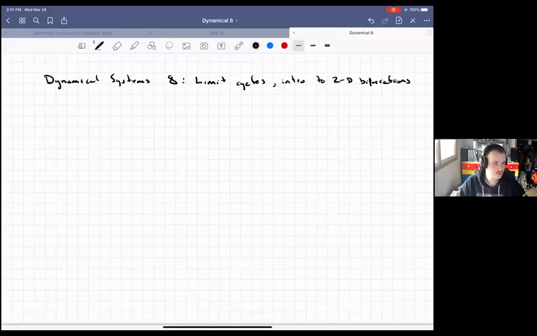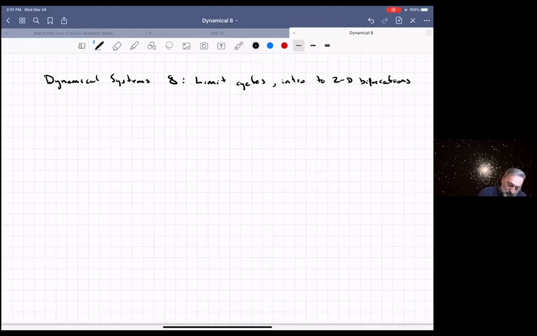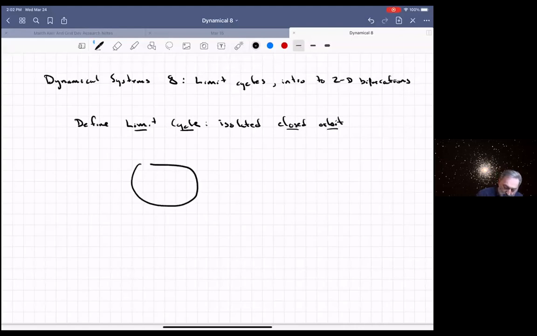Okay, so we want to make a definition here. When we say limit cycle, we're going to talk about a closed orbit that is isolated. So, examples of what this might mean. Maybe we have, this is our closed orbit, and inside we might have a spiral that's coming out towards it.